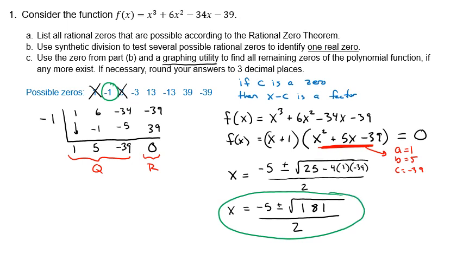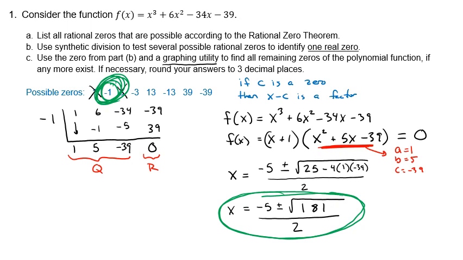So we've got the minus 1, and we've got these two answers over here. Negative 5 plus the square root of 181 over 2, and we've got negative 5 minus the square root of 181 over 2. At this point, if you want to go further, to answer part C, put this into a calculator and round it to 3 decimal places. But this is the exact answer. I'm going to stop here. Feel free to pause and convert that to a decimal.